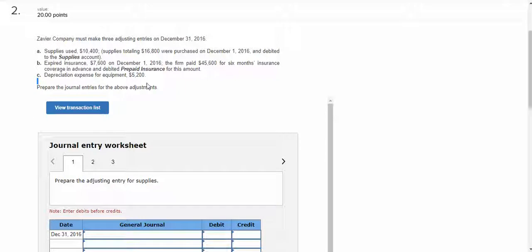Depreciation expense for equipment. Let me see. Depreciation expense for equipment, we're not going to need the balance, the book value of the equipment. This is kind of a tricky one. You won't need the asset. You'll just need to deal with the expense account and the accumulated depreciation. That's the contra asset.